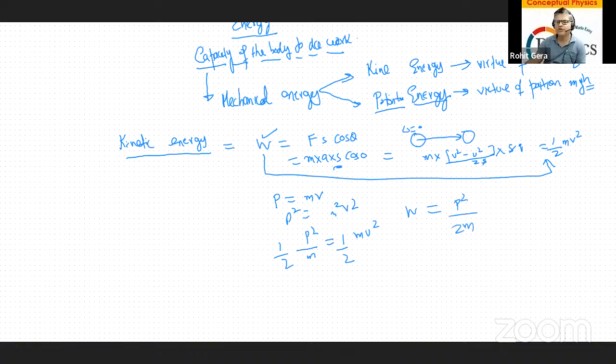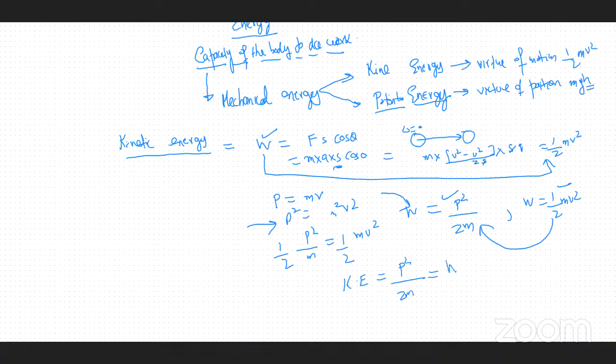Not only half mv square, but suddenly I have introduced that there is another form. Sometimes you get a numerical, the momentum is known to you, the mass is known, they ask you to calculate the work done to achieve that momentum. Okay, so these two forms are allowed. This is squaring both the sides, taking m below and multiplying by half. So this is your kinetic energy. So kinetic energy can also be written as p square by 2m, and it is coming from a source which is work done.